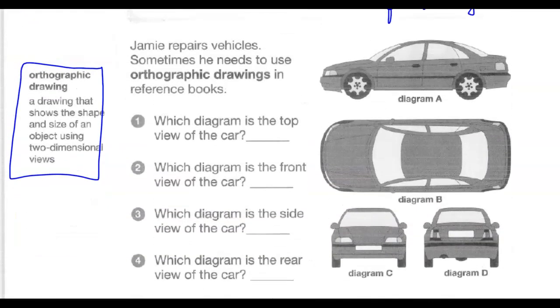So which diagram is the top view of the car? That would be this one, B. What's the front view? So you want to see their front headlights, that's C. Side view, that would be here, A. And the rear view in this case would be D, the taillights.